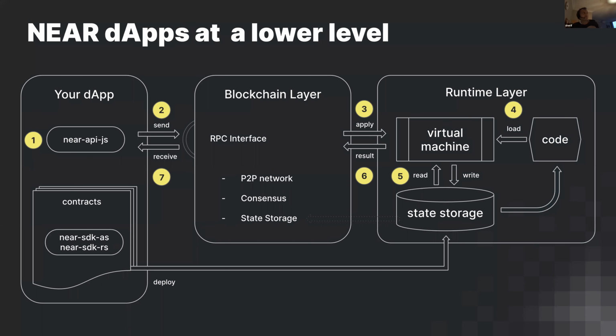So at a lower level, just moving through these steps, again, this is covered in more detail in previous recordings, but very briefly, on the left-hand side, you've got your app. You're using Near API.js to interact with the blockchain. You've written your contracts using one of the 2 software development kits for AssemblyScript or Rust. You deploy those to the storage under some account that you've created. And then you use Near API.js to send a transaction. It gets applied. The virtual machine will load your code. That's in step 4. Spin up, give you 200 teragas, about 200 milliseconds worth of clock time to do your work, reading and writing to storage, and then send the response back, which you'll then receive and render into your interface or whatever it is.